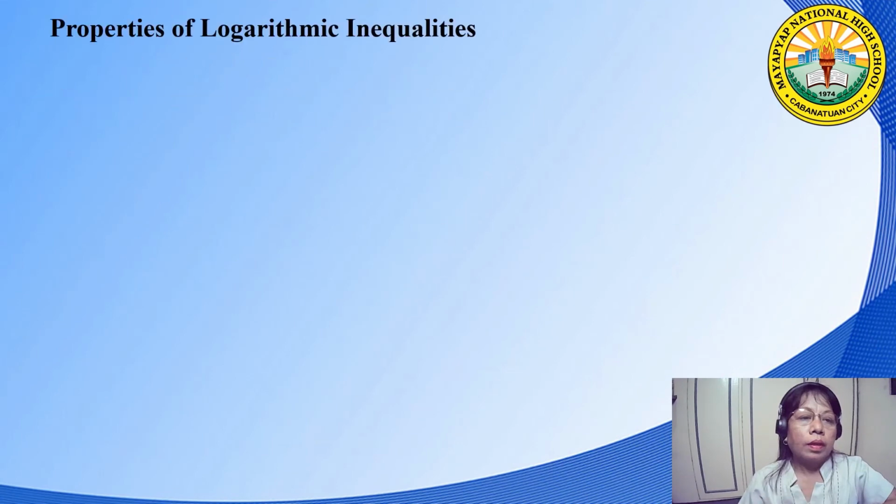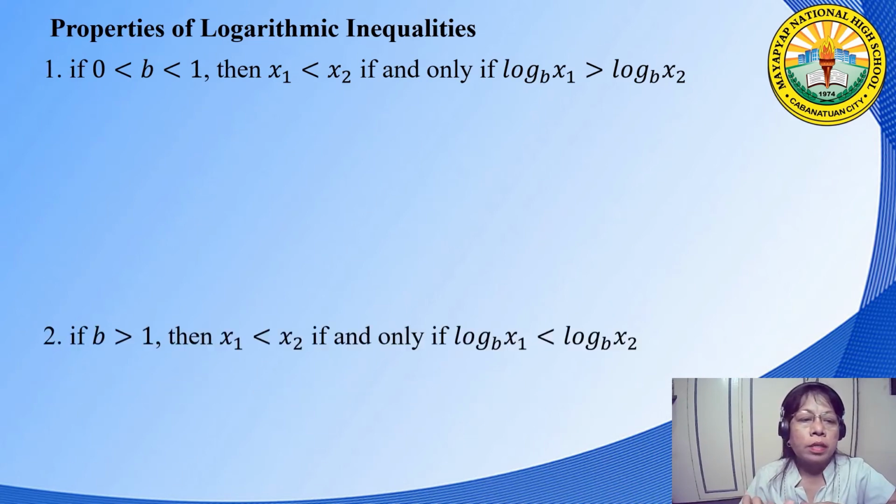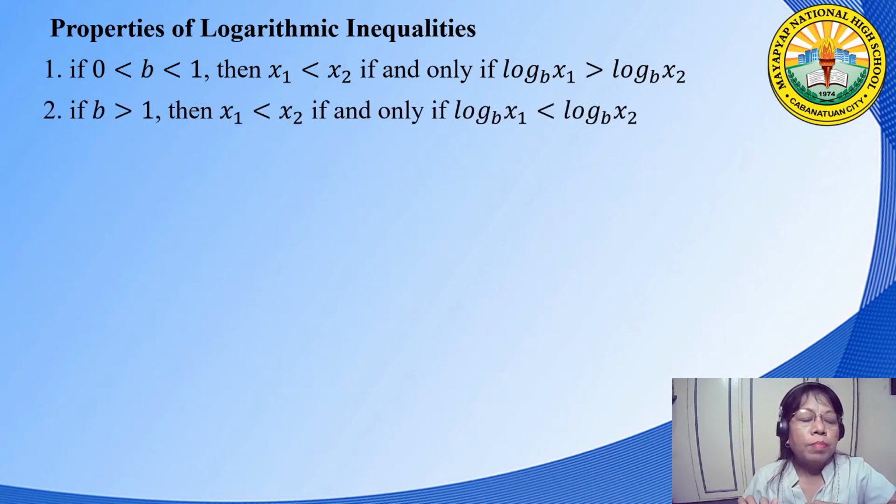Properties of logarithmic inequalities. If 0 is less than b less than 1, then x1 is less than x2 if and only if logarithm of x1 to the base b is greater than logarithm of x2 to the base b. If b is greater than 1, then x1 is less than x2 if and only if logarithm of x1 to the base b is less than logarithm of x2 to the base b.